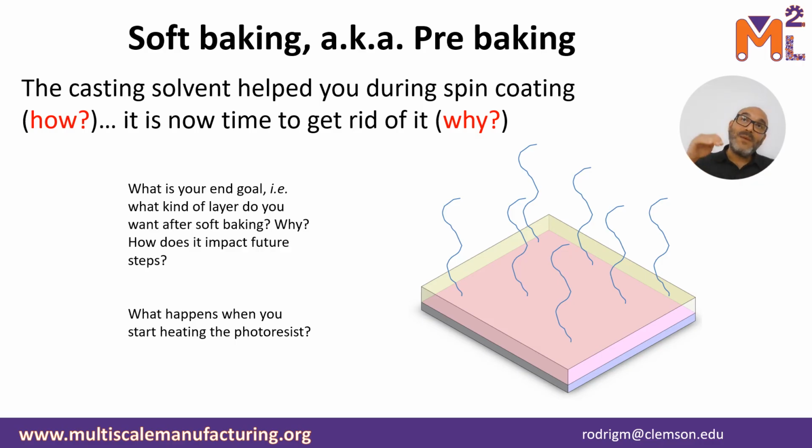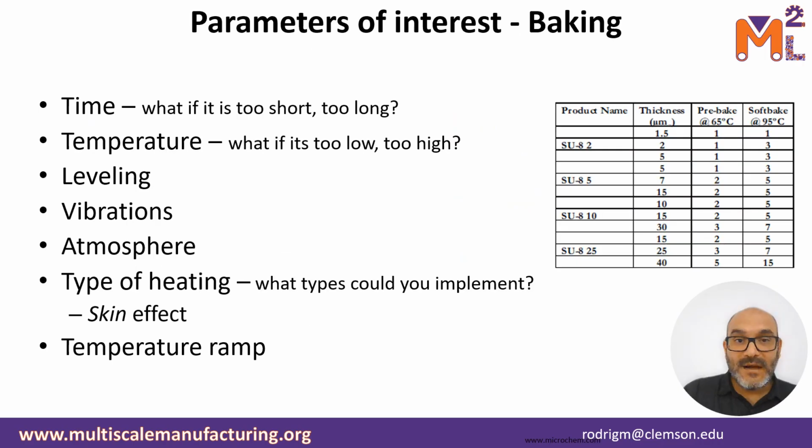Also, by the time that we want to expose our photoresist with a particular wavelength, we want to have a homogeneous layer of photoresist. We do not want a mixture of photoresist plus solvent. In terms of the baking, the parameters of interest include the time, the temperature, and the leveling of the plate. Imagine that if the plate is not very well leveled, the photoresist is still fluid, so it will start tapering one way. That can be a huge problem.